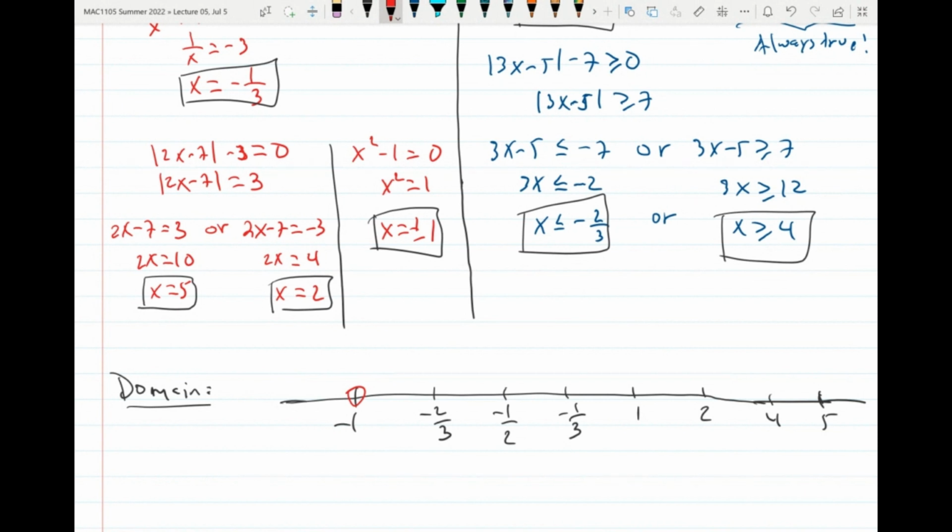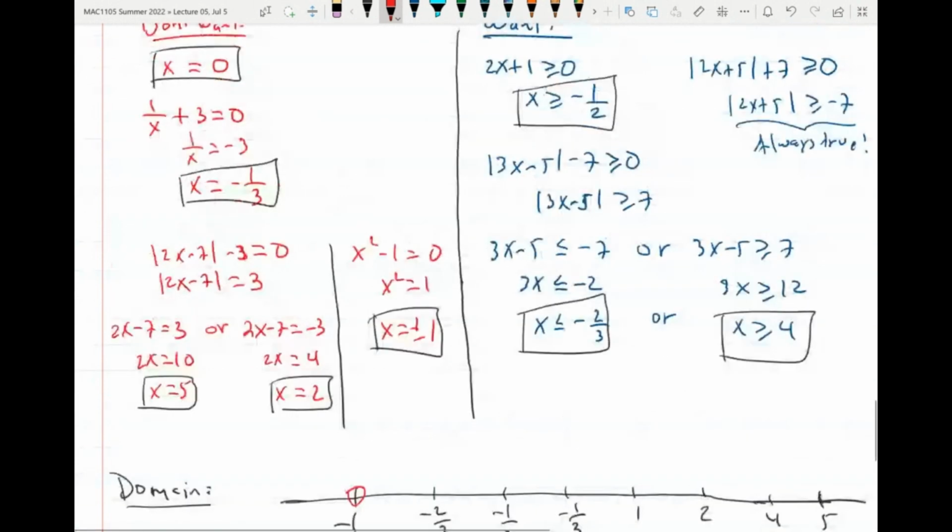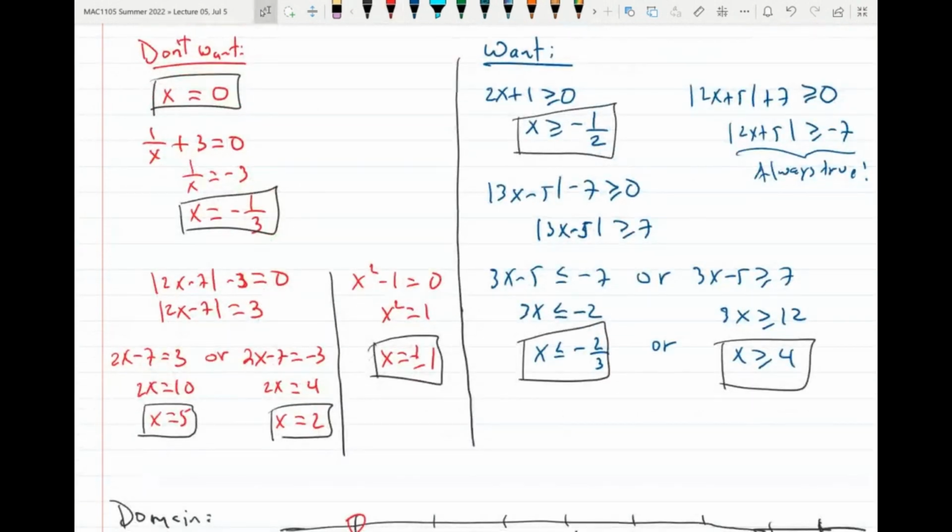Then those that you may or may not want, the reason why I'm saying that is because if you look at this, it's telling you yes, -2 thirds is okay. But it's okay because of this. For example, what's happening is that this one is telling you, wait a minute, you have to be greater than or equal to -1/2. So it's going to be left out.